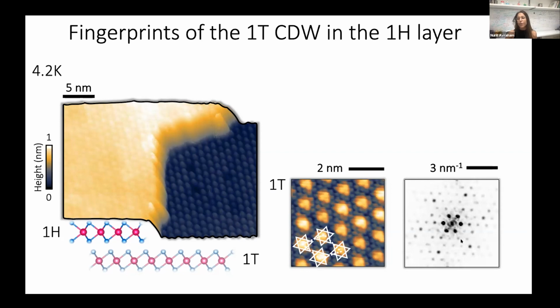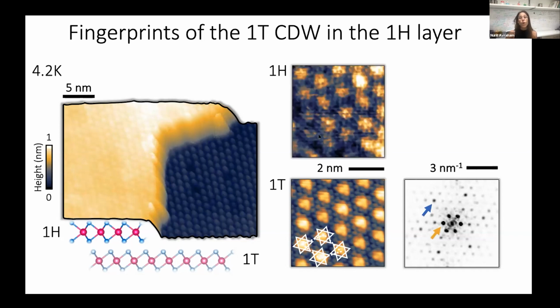If we take a Fourier transform, we can clearly identify the peaks. These very bright peaks are the peaks of the CDW, and these are the peaks that correspond to the atomic structure. And we can do the same also on the 1H layer. We see very similar topography. However, the CDW that is seen here is not the CDW that corresponds to the 1H layer, but is a CDW that is imprinted due to the proximity to the 1T layer below. So these are the CDW that are imprinted from the 1T layer.